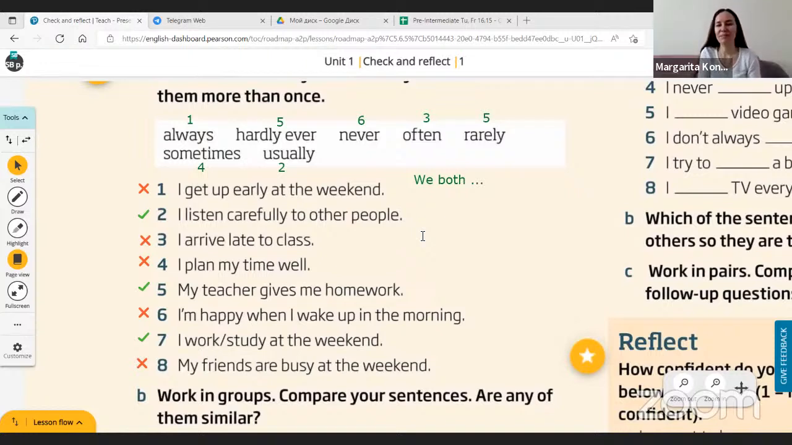And the 7th? We both hardly ever study at the weekend. Yeah. Oh, we both. Hardly ever study at the weekend. Good. Good job. Brilliant. Right. Now let's go on.